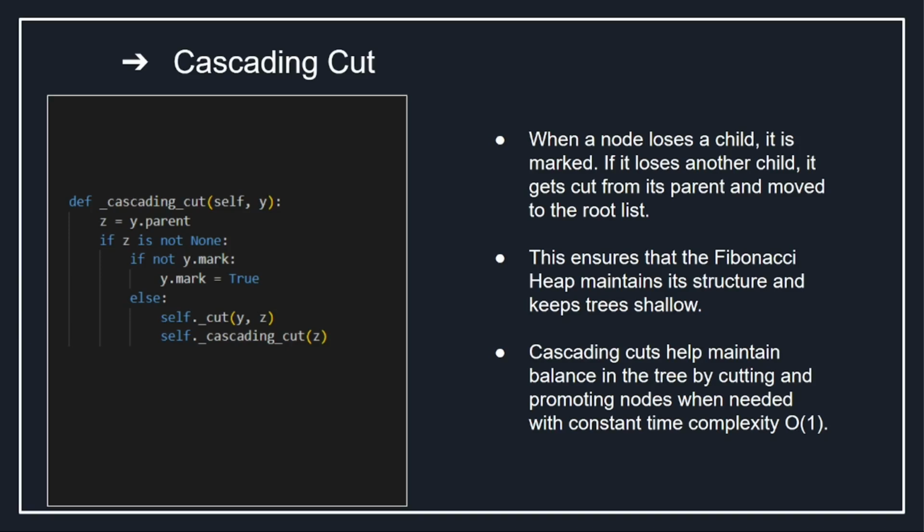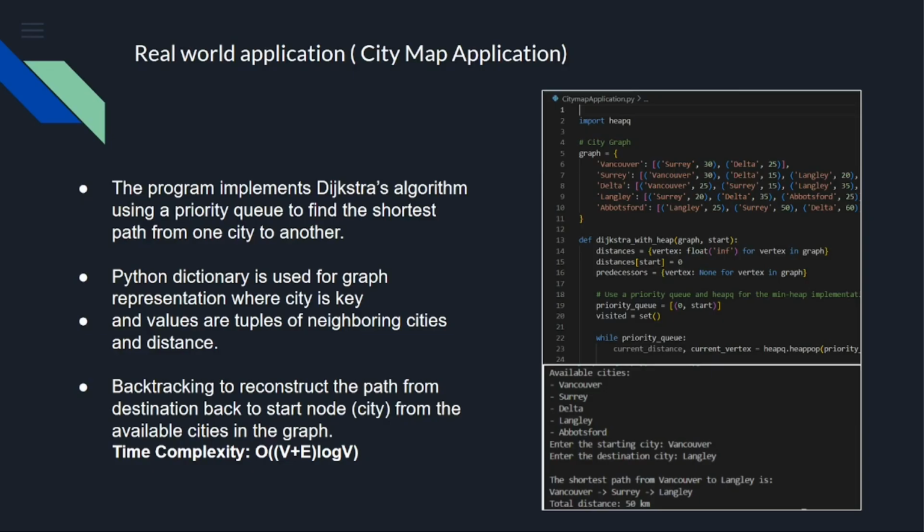This is the cascading cut function. This handles the multiple cuts in the Fibonacci heap to maintain its structure. When a node loses a child and it's marked, if it loses another child, it's removed and moved to the root list. The cascading cut function helps balance by moving nodes to the root list after multiple child losses, and the time complexity is constant as well.